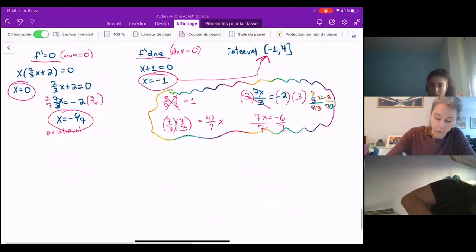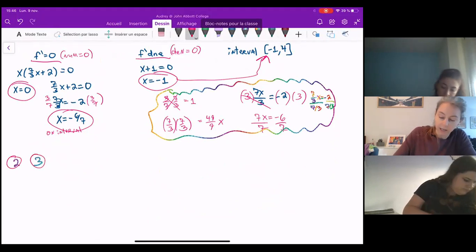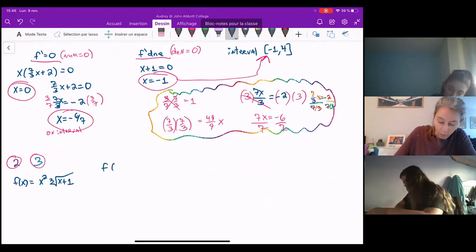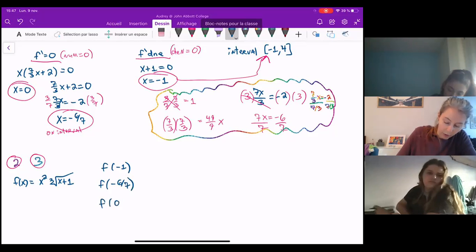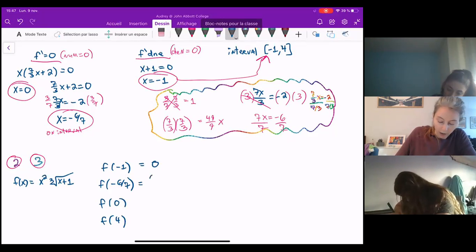All right, guys, I'm going to try to do this real quick because the last steps are straightforward. We just plug these into the original function. And our original function was x squared times the cube root of x plus 1. So I'm doing f of negative 1, f of negative 6 over 7, f of 0, and f of 4. I start with the negative 1, and I get 0, and for negative 6 over 7 I get 36 over 49 times the cube root of 1/7. And here I get 0, and here I get 16 times the cube root of 5.